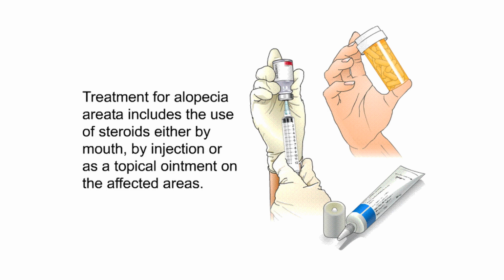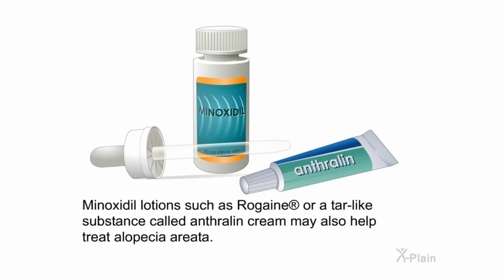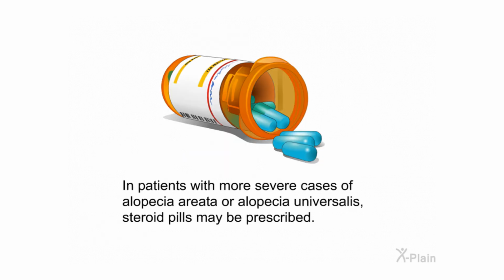Treatment for alopecia areata includes the use of steroids, either by mouth, by injection, or as a topical ointment on the affected areas. Minoxidil lotions such as Rogaine or a tar-like substance called anthralin cream may also help treat alopecia areata. In patients with more severe cases of alopecia areata or alopecia universalis, steroid pills may be prescribed.